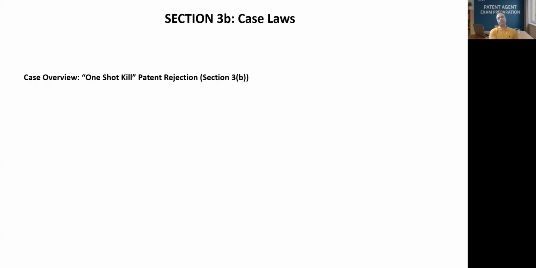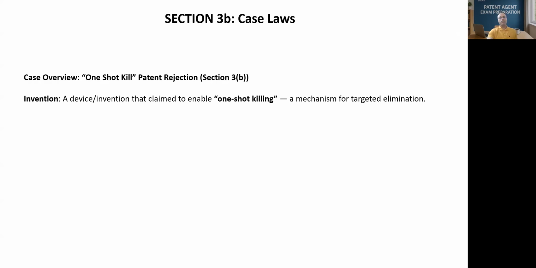So section 3B, one shot kill, is it patentable? No sir. क्यों? Contrary to public order. कौन सा है ये? Section 3B. So an invention, a device that claims to enable one shot kill mechanism or targeted elimination. एक बार में किसी को मार देते हैं. So this is not patentable under section 3B.